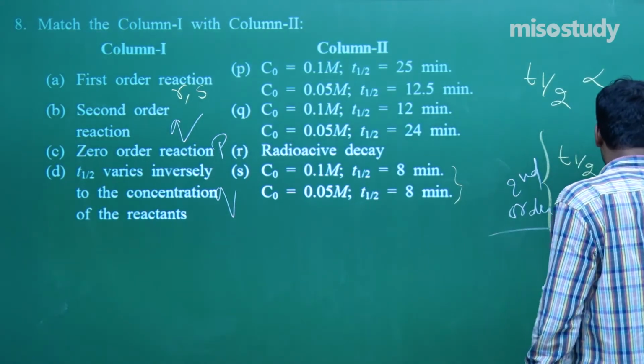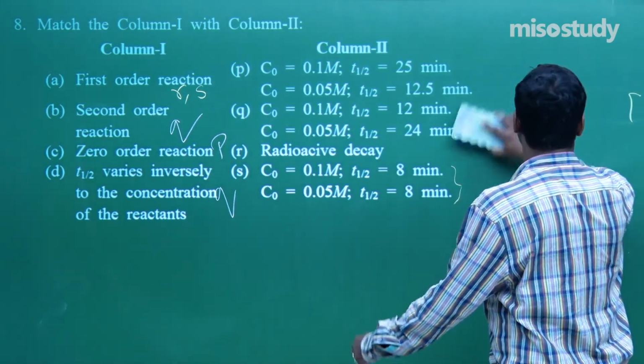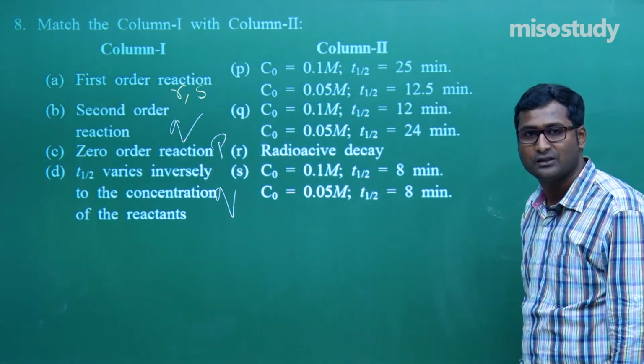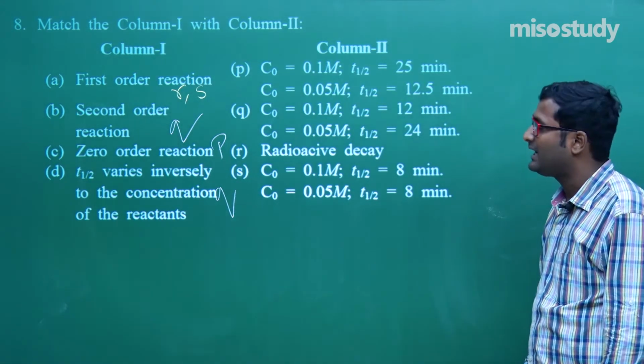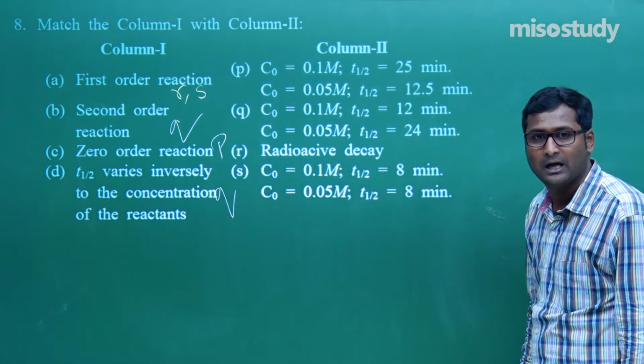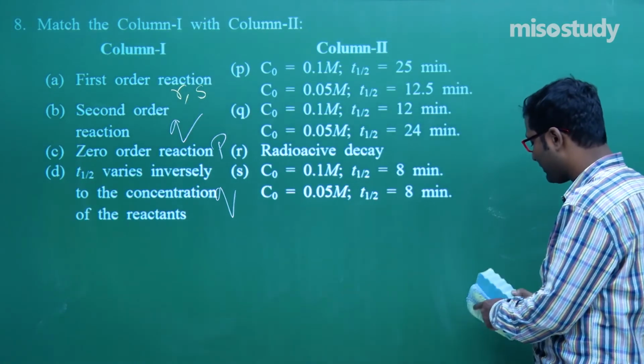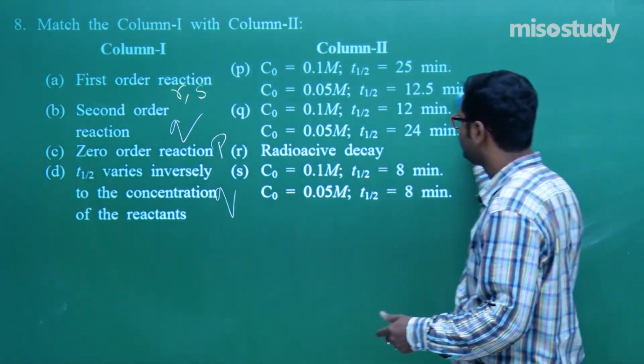These are the correct options for this matrix matching: A, R and S; B, that is Q; C, that is P; and D, that is Q. Am I right? Yes, sir. Now I'm going to rub this part and let's move to the next segment. What is given here? Check it out.